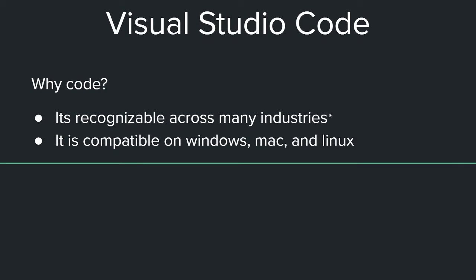Code is recognized across many industries. It's compatible on all platforms. I say all platforms, all three platforms. It's compatible with Windows, Mac, and Linux. It's easy to install. It's lightweight. It's not a huge download. Super simple. It's easy to get into. Just download a couple extensions for whatever language you're going to be using, and what we're going to be using is C++. So let's get into it.